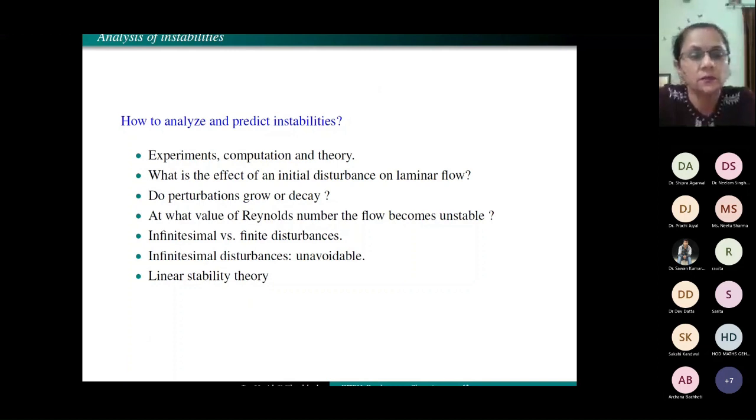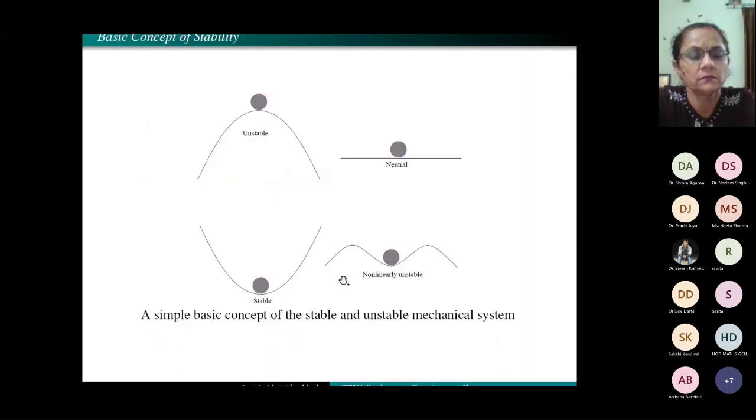First, if possible, we conduct an experiment. If not possible, then we conduct computation and theory. What is the effect of the initial disturbance on the laminar flow? We have already given one example here. The key is the strength of the initial disturbance. The strength of the disturbance affects the stability of the flow, whether it is a low or a high magnitude disturbance. It depends on the situation.